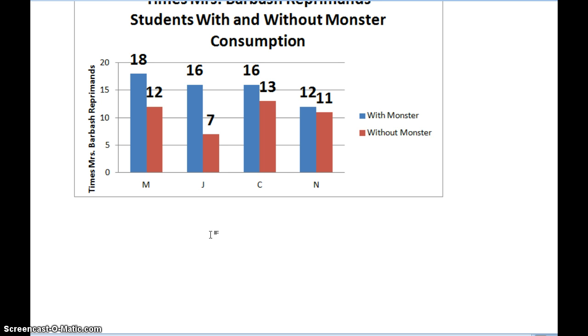When we look at this graph, we can see that the hypothesis was supported because students were more disruptive when they were drinking Monster.